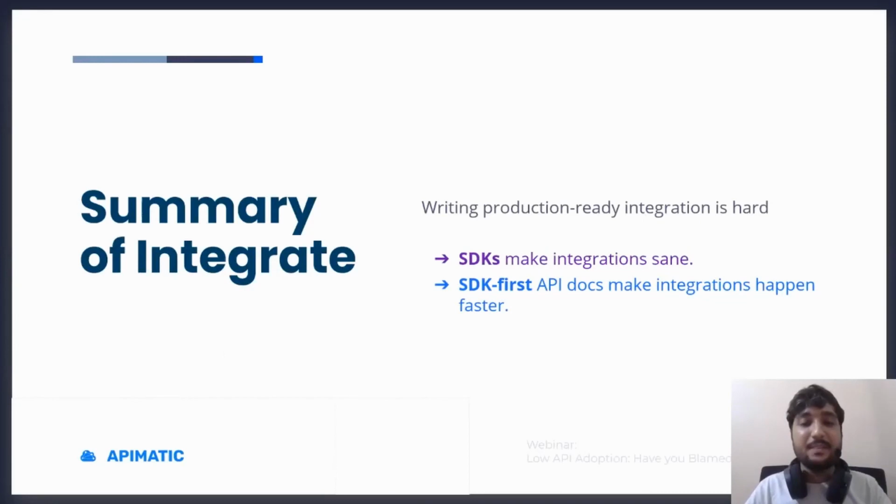To summarize, if you want to get the integrate phase right, it is a really hard phase for the developer. So you would want to invest in this phase a lot. And that means writing SDKs to make integrations go as quickly as possible. And you would want to rework your API docs so that they're SDK first, because users have just one goal: they want to call your API in their application as quickly as possible. And the quickest way to do that is to just copy a few bits of Java or maybe JavaScript or PHP code into their application and they're running in a few minutes, right?